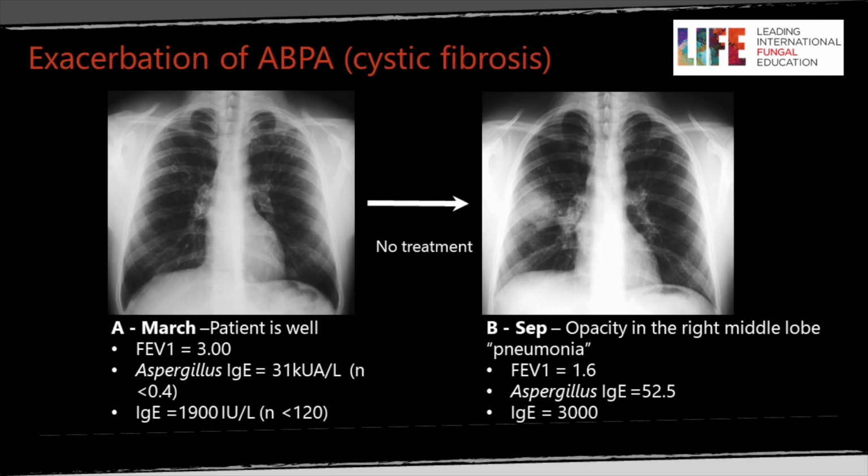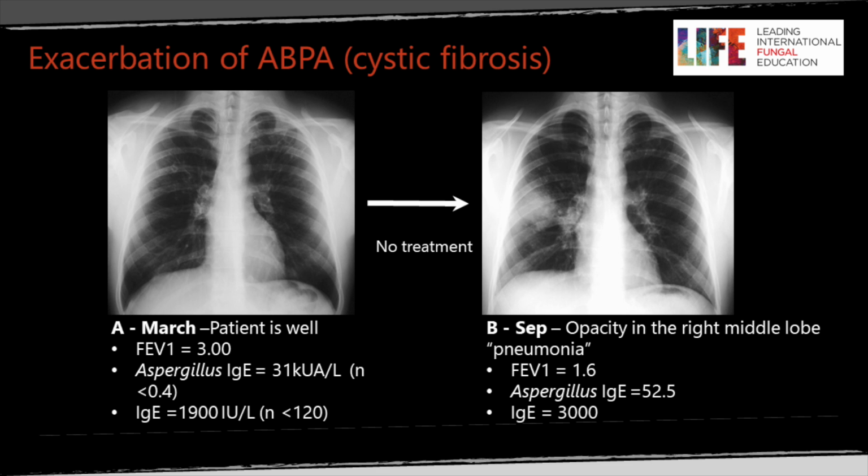This is a patient with cystic fibrosis who's got an exacerbation of ABPA. In this case, the background X-ray shows mild bronchiectasis. You can see particularly in the right upper zone and at the left apex, but this is normal for this patient. When there's an exacerbation, there's a right mid-zone opacity with an area of consolidation, and the Aspergillus IgE was very abnormal.